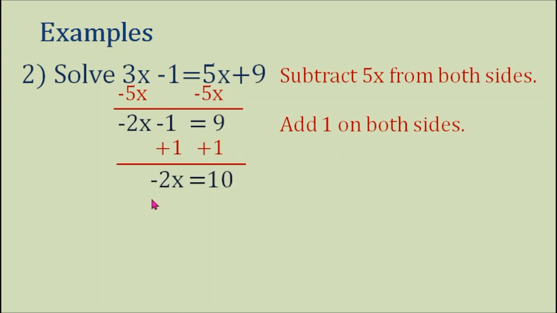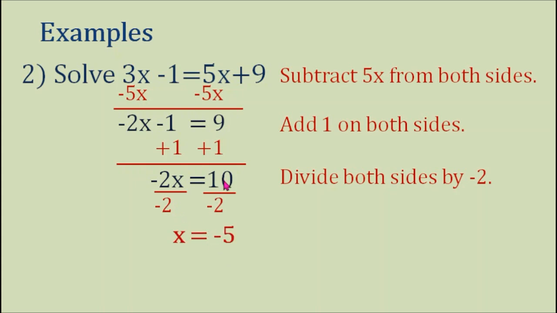So we bring down negative 2x, negative 1 plus 1 is 0, and 9 plus 1 equals 10. So we have negative 2x equals 10. To get rid of negative 2, we are going to divide both sides of the equation by negative 2. So negative 2x divided by negative 2 equals x, and 10 divided by negative 2 equals negative 5. So the value of x here is negative 5. Negative 5 is the value of x that will make the equation true.